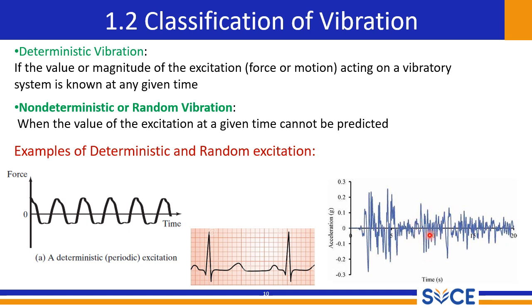An example of this is random forces acting on a structure due to turbulent winds. This type of vibration requires statistical methods for analysis since the excitation values vary unpredictably over time.